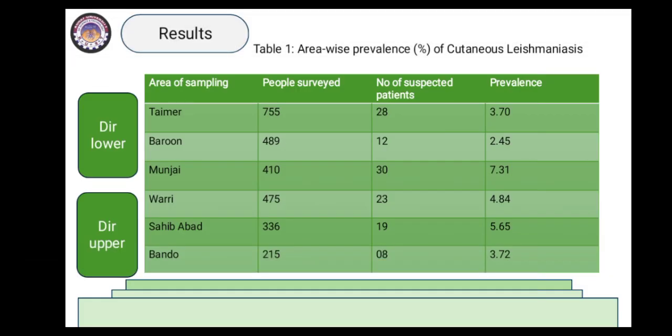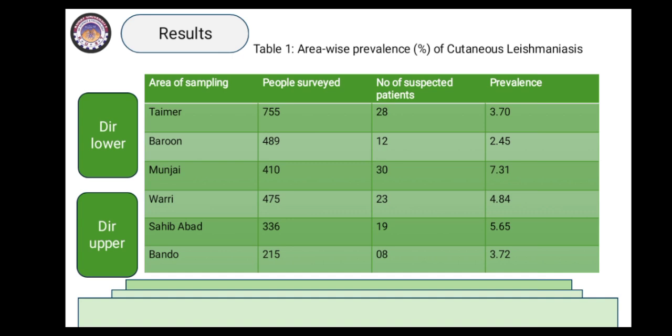Results. Table 1: area-wise prevalence of cutaneous leishmaniasis in Dir Lower and Dir Upper. In one area, 755 people were surveyed, the number of suspected patients is 28, and 3.70% prevalence. In Barawal, 489 people were surveyed, 12 suspected, and 2.4% prevalence. In Munjai, 410 people were surveyed and 30 suspected, and 7.31% prevalence.